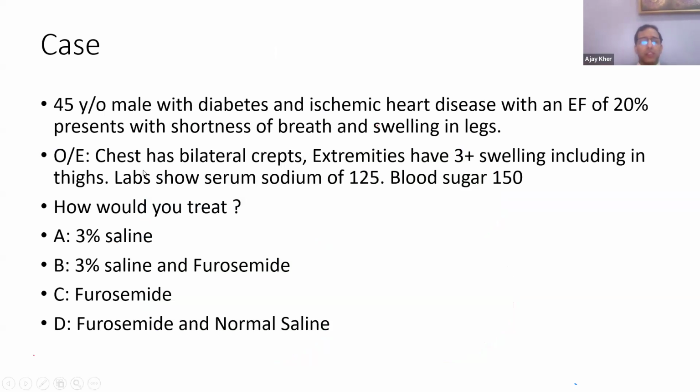So the last one in this group is going to be a 45-year-old male with diabetes, ischemic heart disease, EF of 20, shortness of breath, swelling in the legs. Chest has crepitations, extremities have 3 plus swelling, all the way up to the thighs. Lab shows serum sodium of 125, blood sugar is 150. How would you treat both the hyponatremia and the volume overload?